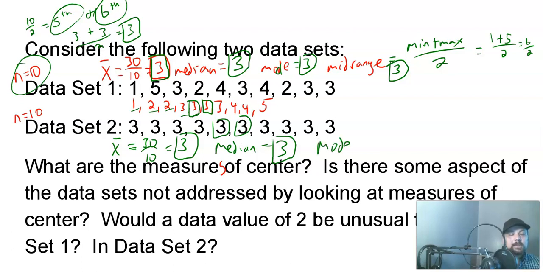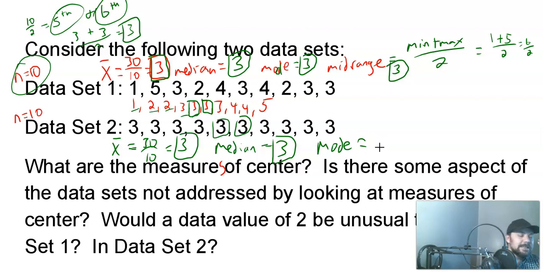The mode, now this one you maybe could argue, I talked about this in the last video. There's only one data value here. So there isn't one that occurs more frequently than any of the other ones. So you maybe could argue that this data set doesn't really have a mode because it doesn't have a data value that occurs more frequently than the other data values, right? It's really a comparison thing. But again, 3 occurs 10 times.